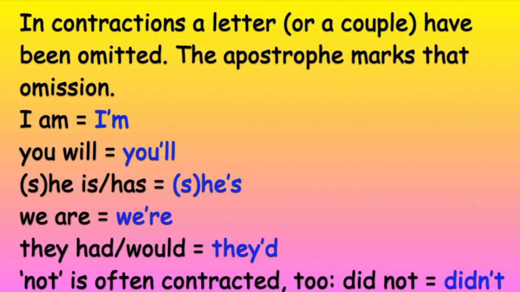He or she is or has, he's, she's. We are, we're. They had or would, they'd. Not is often contracted: did not, didn't.